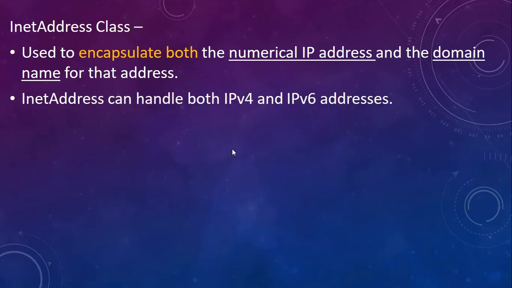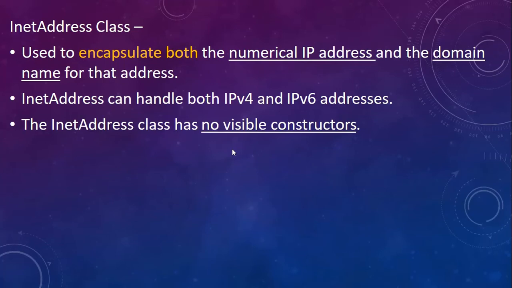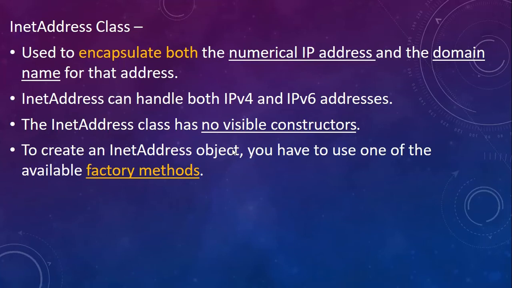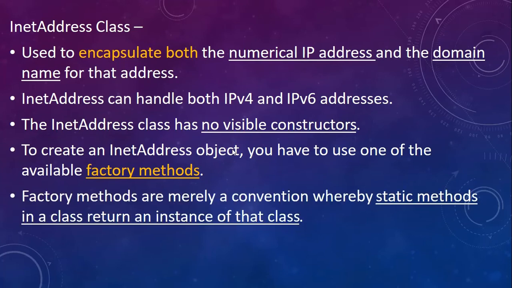So this is that class. InetAddress can handle both IP version 6 and IP version 4 addresses. Now please note that the InetAddress class has no visible constructors. Then how does an object get created? To create an InetAddress object, you have to use one of the available factory methods. Before going to this, what is a factory method? Factory methods are static methods in a class which return an instance of that class.